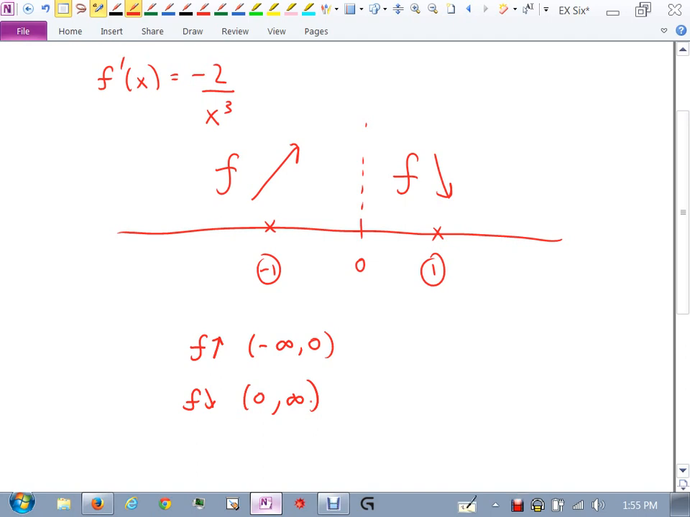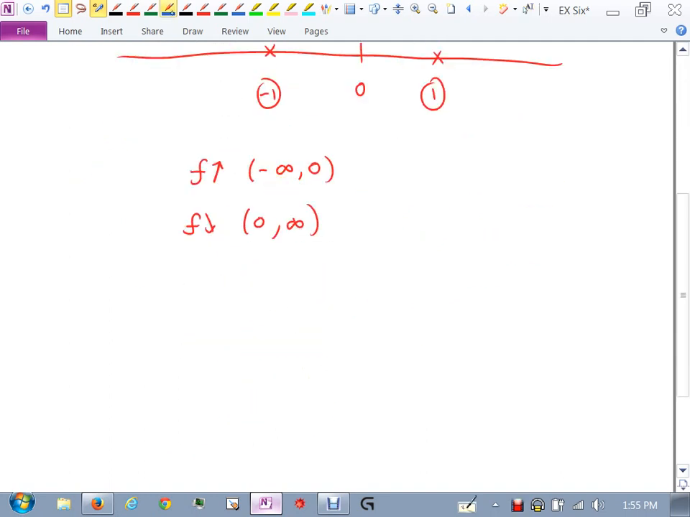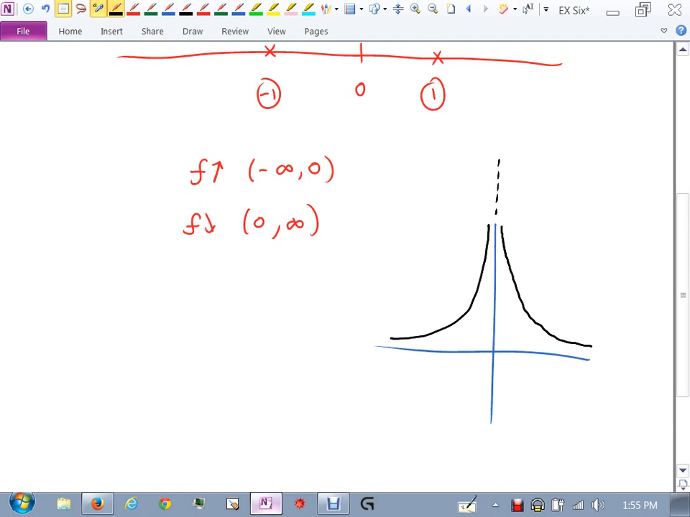What does the graph of the original function look like? What does 1 over x squared look like if I were to put it on a graphing calculator? It would look like what we call a volcano function. It's like a volcano. Goes up forever on both sides. It's asymptotic. So yes, it goes from increasing, right? And then it goes decreasing. But at 0, undefined. So you can't have a local max there.